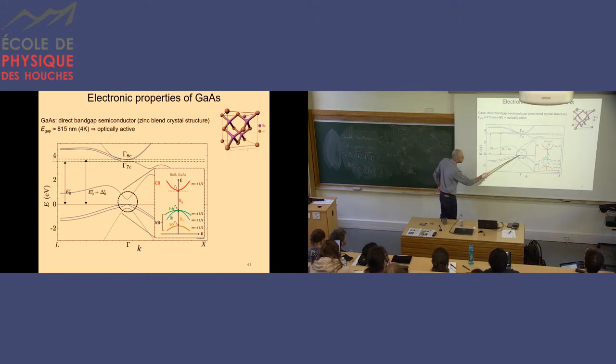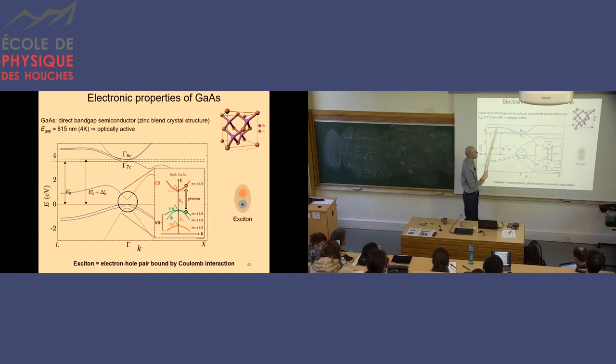Okay, and this energy gap more or less corresponds at 4K to a wavelength that is compatible with this 815 nanometer wavelength. So it's optically active in the near infrared, so this is convenient for us. And basically, by shining a laser at an energy which is slightly above this, you can excite one electron from the valence band to the conduction band. And this electron will leave a hole in the valence band that can form a complex, which is called an exciton. It's a bound state, bound through the Coulomb interaction of an electron and a hole. Okay. So this is the elementary electronic excitation of your semiconductor that you can excite optically, this kind of exciton.